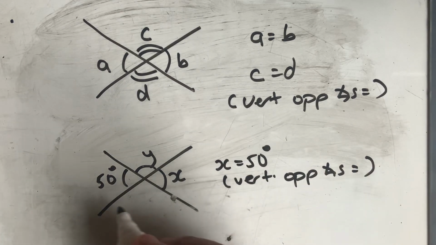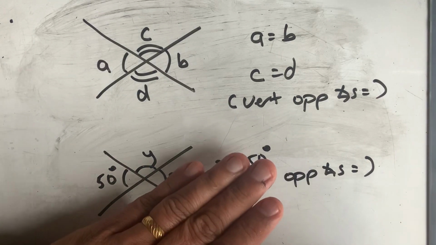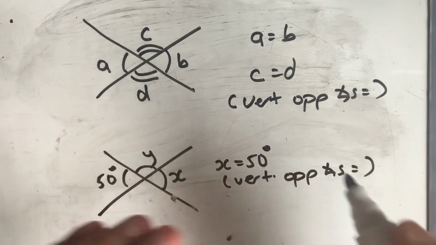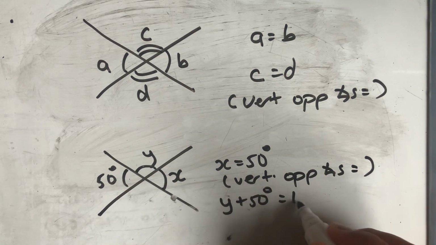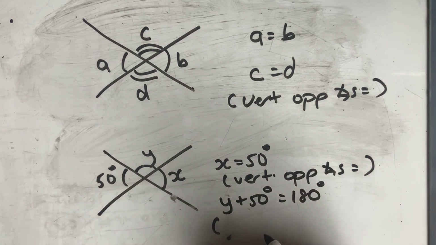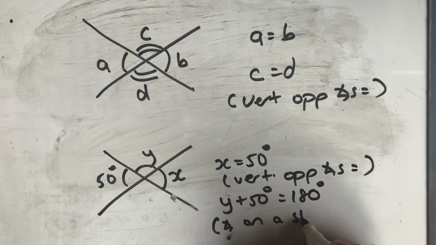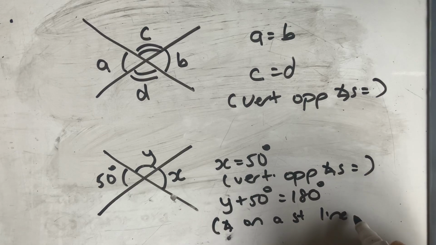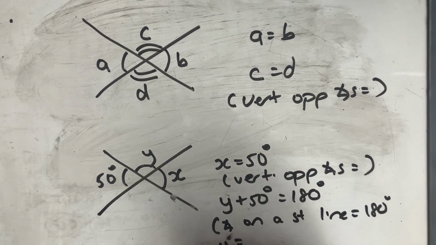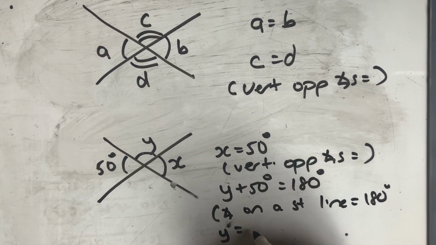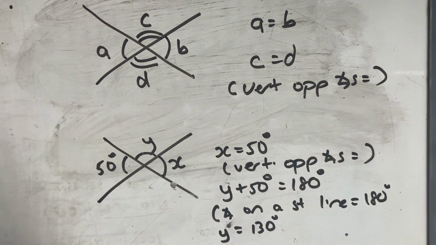And then to find Y, you pretend that this is covered up. So this is angle on a straight line, so Y plus 50 degrees equals 180 degrees. The reason is angle on a straight line add up to 180, and on your calculation Y has to be 130 degrees. Okay, so very simple.